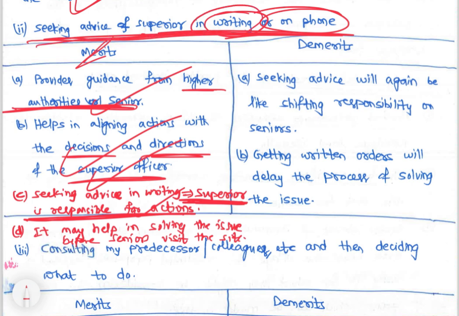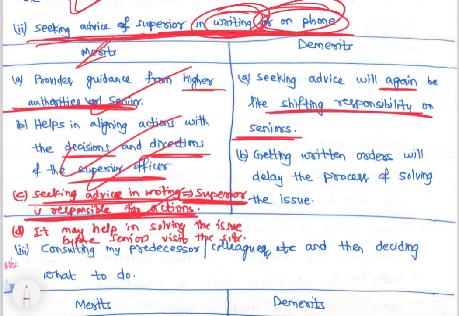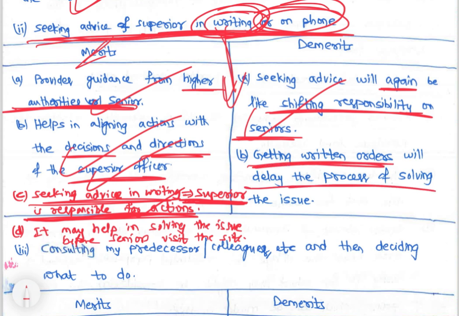So you are seeking advice in writing or on phone. If you took advice in writing, the superior is responsible for the action. What they gave in writing, so when the issue arises, who took the decision, if something goes wrong, the senior will be held responsible. Then demerits of this option: seeking advice will again be like shifting responsibility to seniors. Even if you ask advice in writing, that is shifting your responsibility of decision making to seniors. Then getting written orders will delay the process of solving the issue. Written orders have to be given, typed, and then released. So it will take time and it will be a delay in decision making, right?